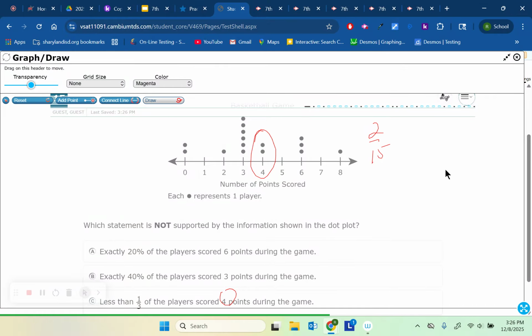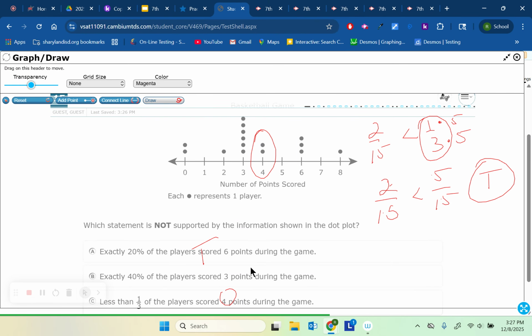Is that less than a third? Is this true? Okay, well, if I go times 5 and I go times 5, I'm getting 2/15 is less than 5/15 because 5/15 is what? A third. 5 is greater than 2 or 2 is less than 5. This is also a true statement. So this is true, this is true, this is true, which means not the answer because I want not the answer. Yuck.